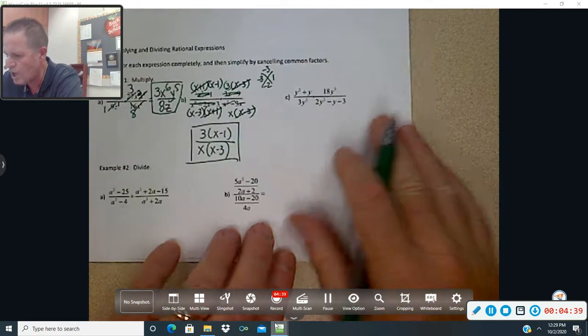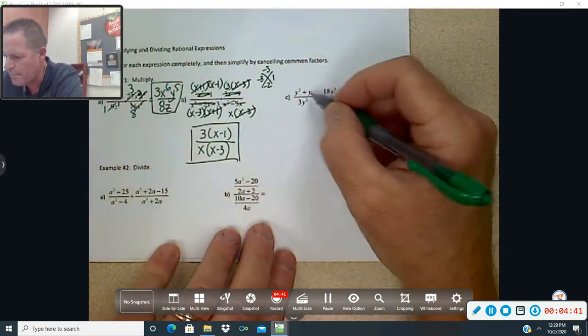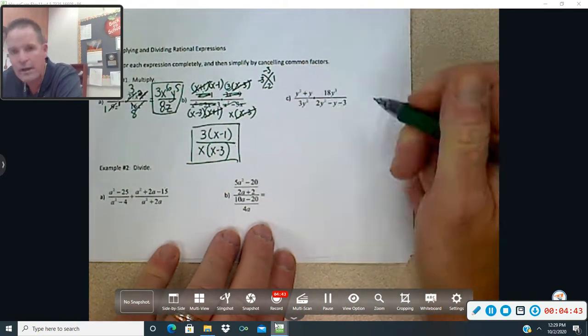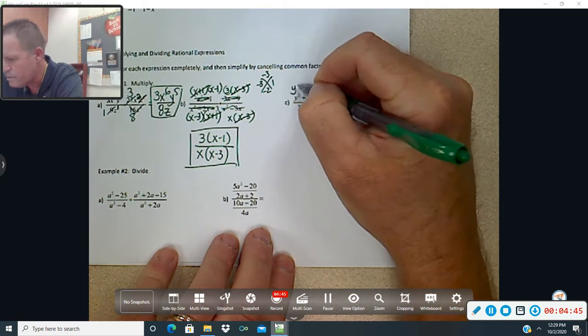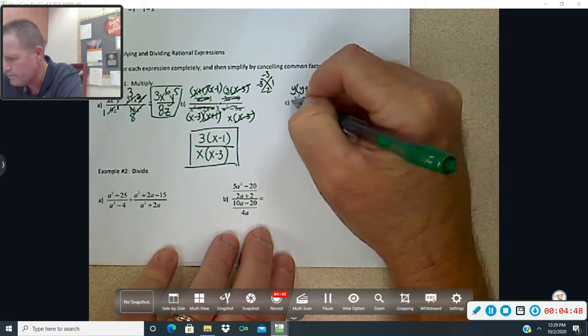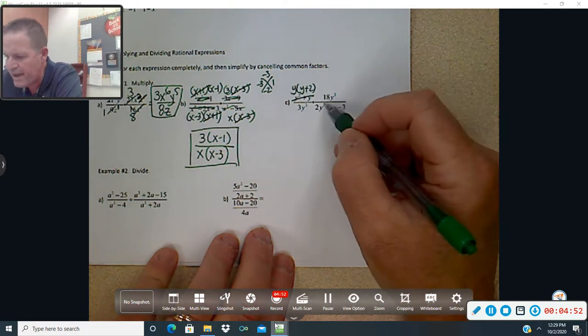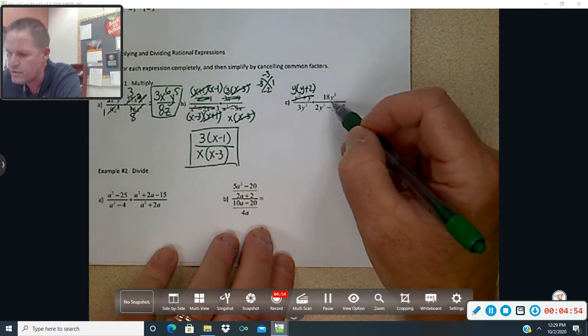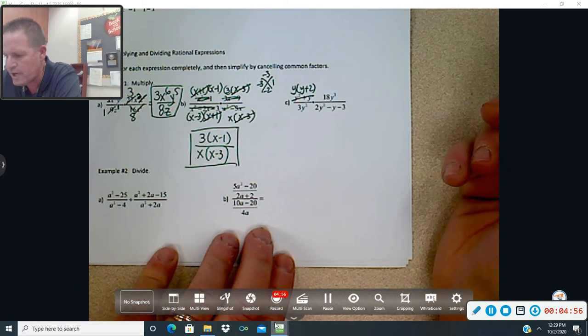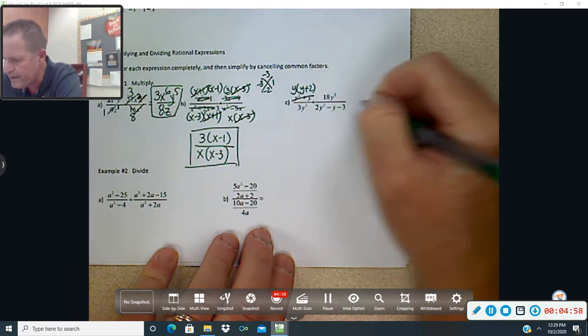All right, let's try letter C. Again, up here above, I'll factor it. I can take a y out of this top. So y times y plus 2. That's factored down. You can't factor 18y cubed. That's good as it is. 3y squared you can't factor. But you can factor this bottom.